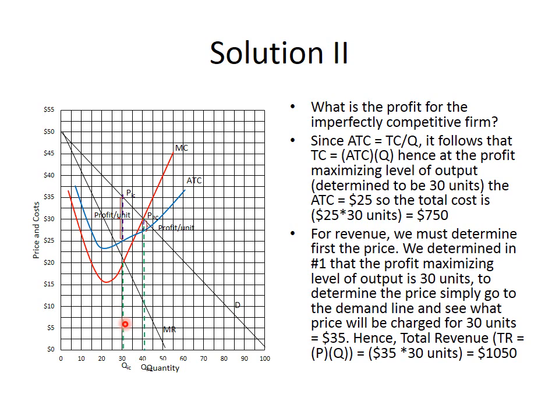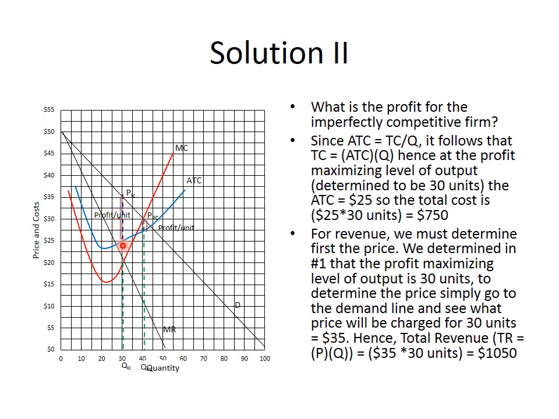We just determined that 30 units was the profit maximizing level of output for the imperfectly competitive firm. What is the average total cost of each of those 30 units? Right here, $25. So our total cost is simply going to be $25 per unit multiplied by the 30 units, for a total of $750.